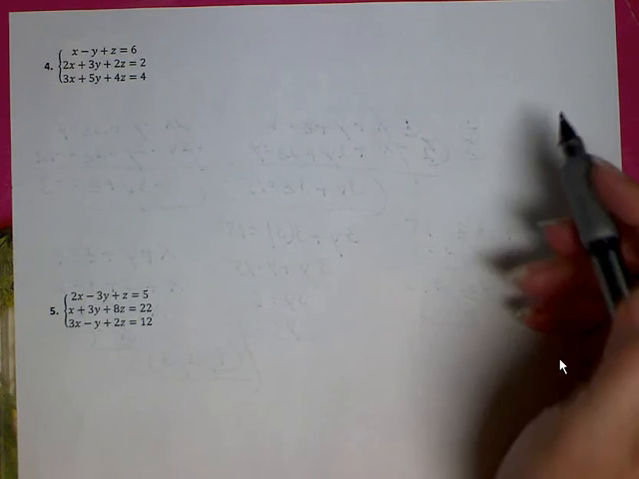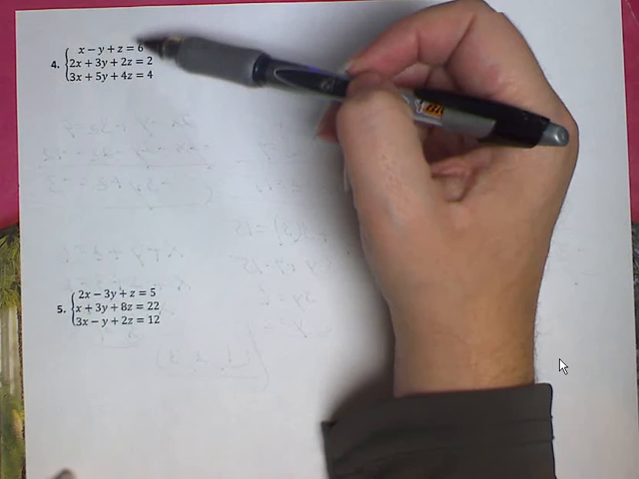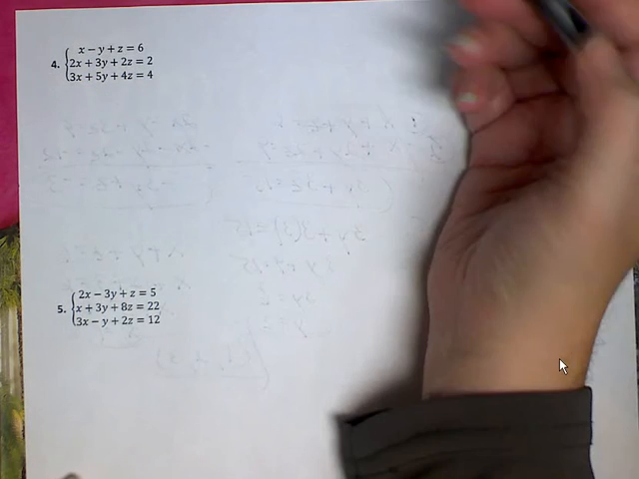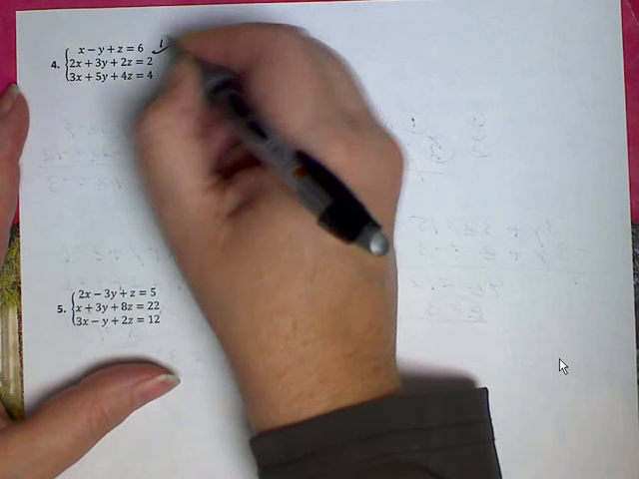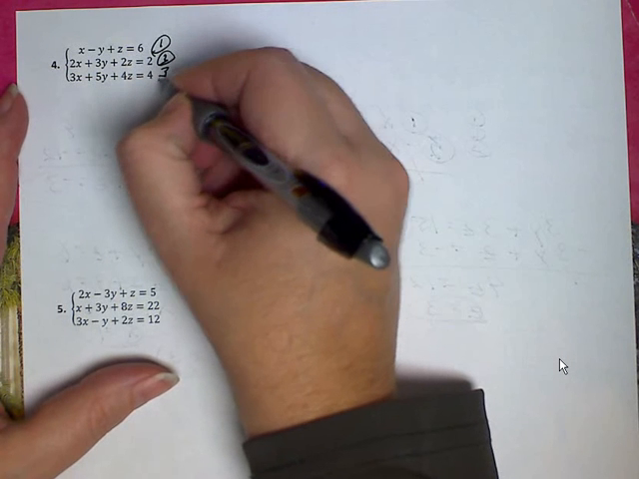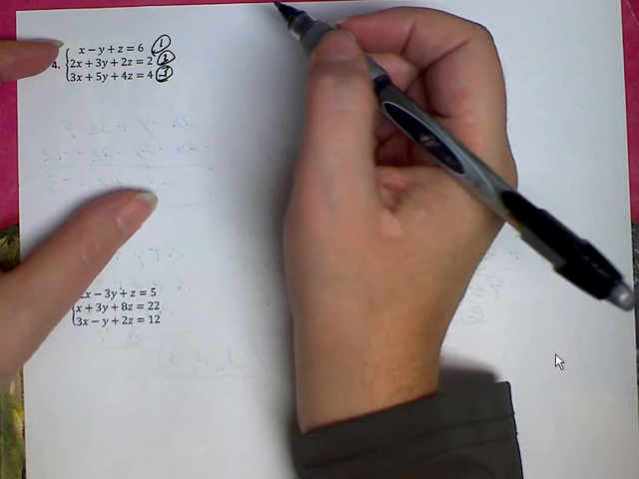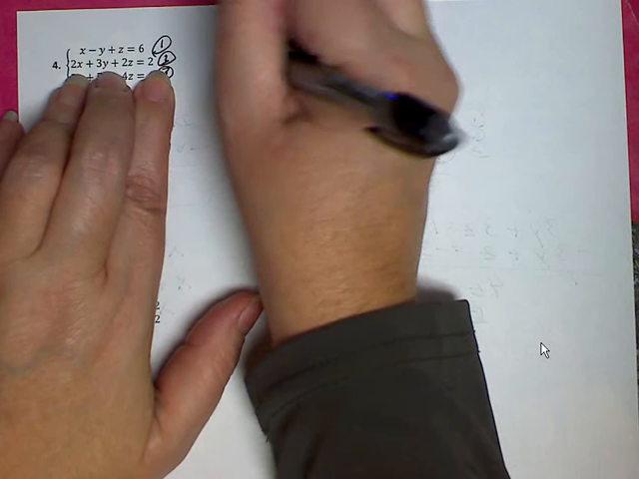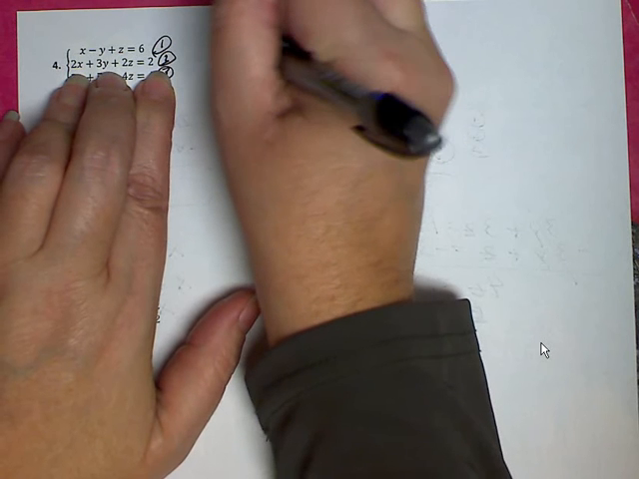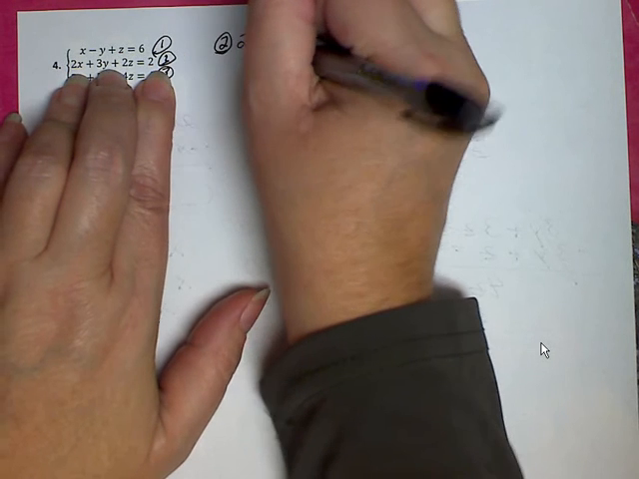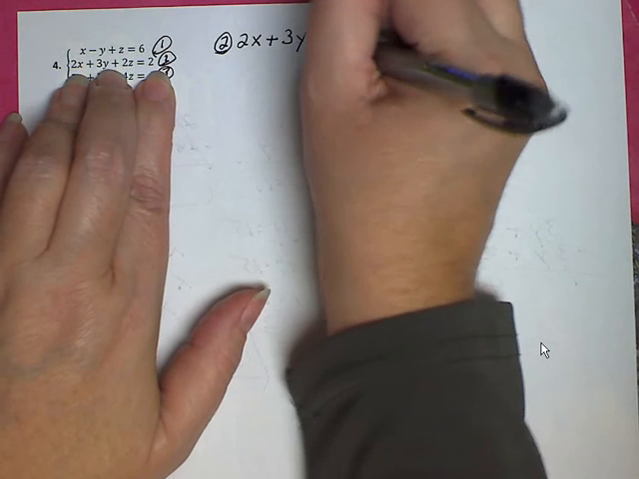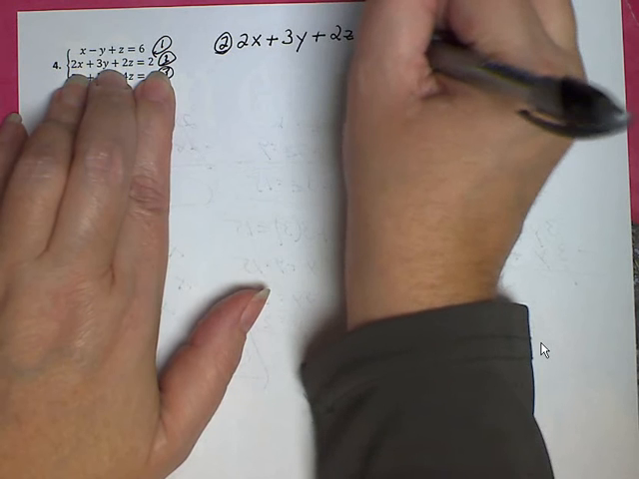Alright, backside, I need to figure out which one I'm going to eliminate. Looking at here, what looks easiest to eliminate? Remember, this is 1, 2, and 3. So I think I'm going to take 1 and 2, but I'm going to put 2 on the top. So I'm going to go 2x plus 3y plus 2z is equal to 2.